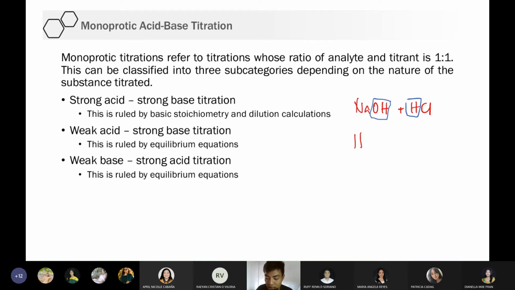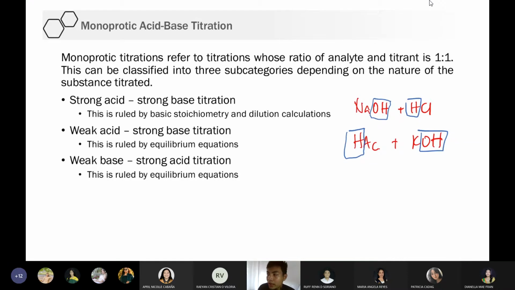Ano pa ibang example? Acetic acid, HAc, plus, let's say, potassium hydroxide. Okay? So, 1 to 1 ratio niyan. Yung suka natin, isang hydrogen ibibigay niyan. Ang ating potassium hydroxide, isa lang din ang ibibigay niya. Okay? So, that is the monoprotic acid-base titration, when your acids and your bases react with 1 proton lang. Isa lang yung proton na pinagpapasapasahan nila.